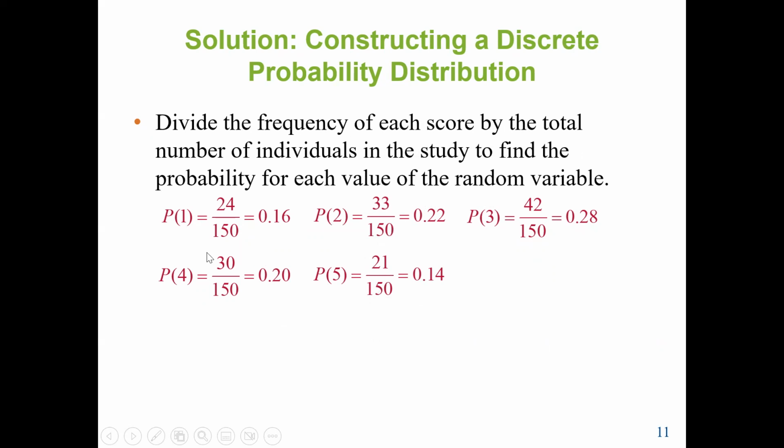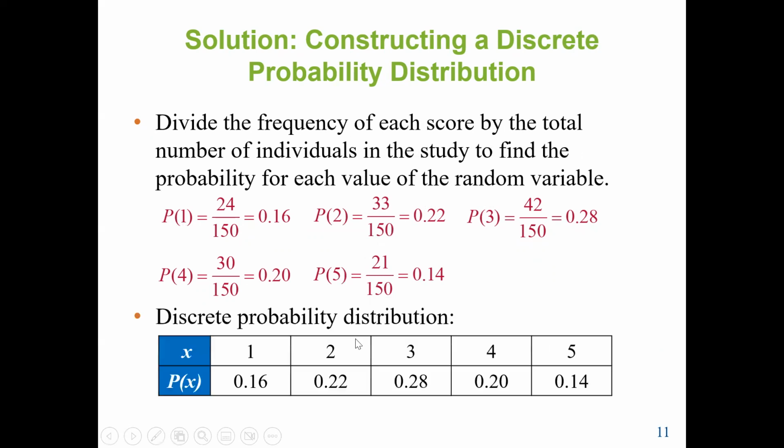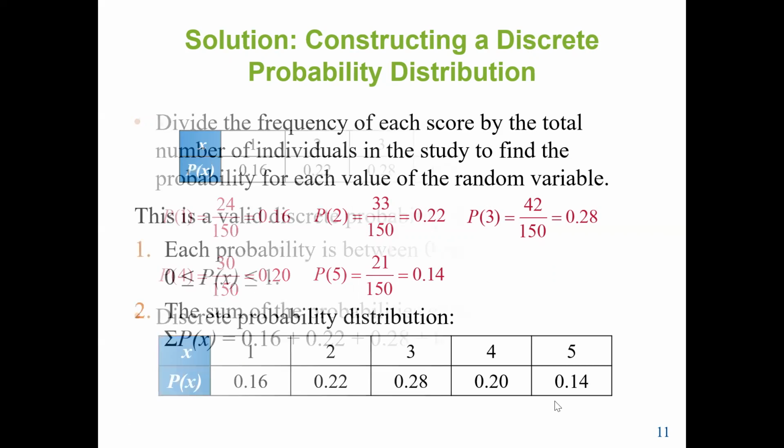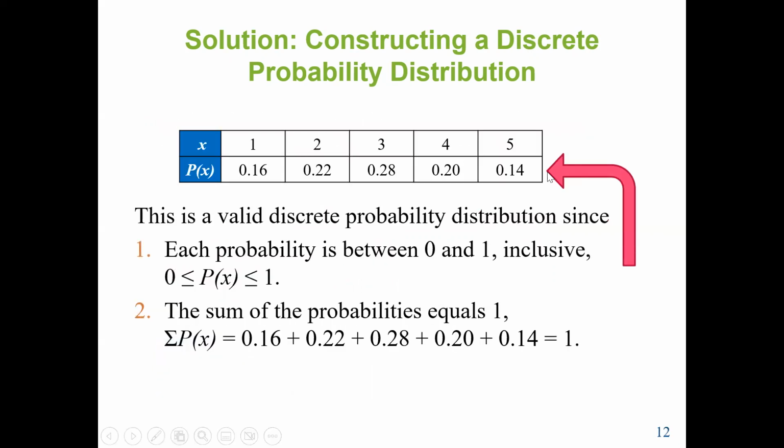Now, if we add all the probability values from P(1) to P(5), we should get 1. So 0.16 plus 0.22 plus 0.28 plus 0.20 plus 0.14 gives us 1. Now, that's where we do our calculations. We add all the values, we get 1. And we can see that the probability of each outcome should be between 0 and 1 inclusive.